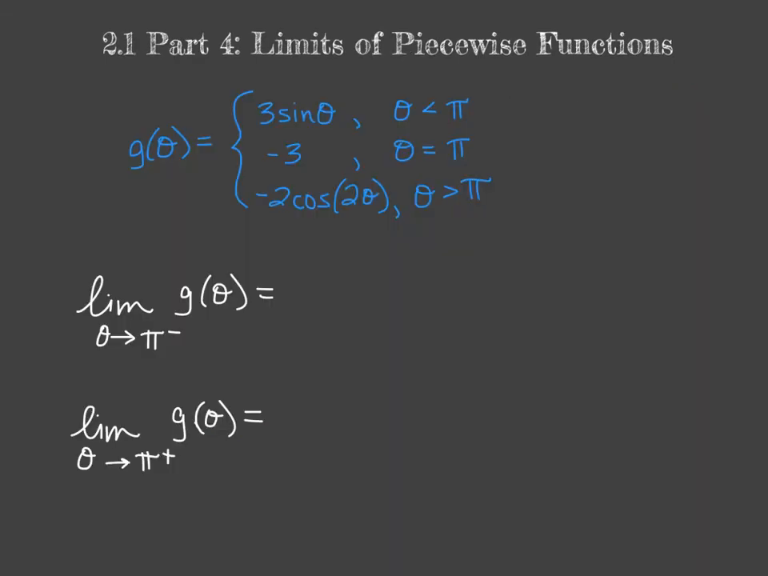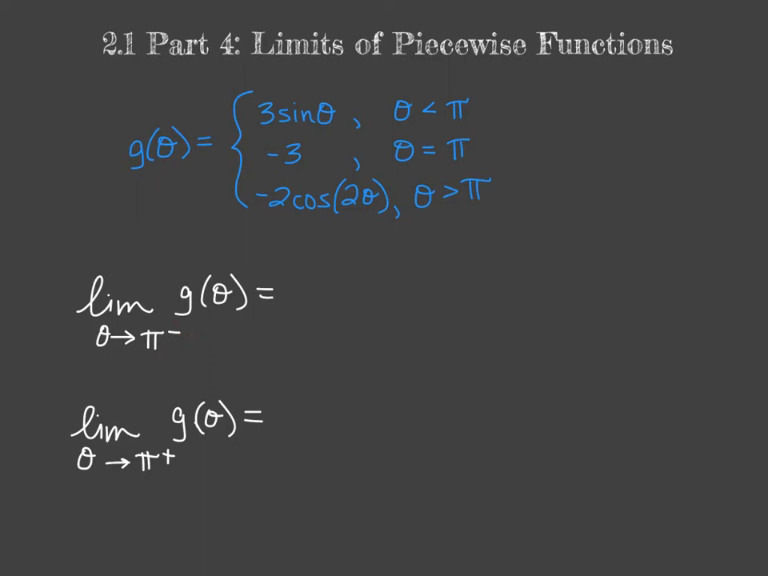Our next example will use some trigonometry. So we have a piecewise defined function g of theta, and, this is an unofficial math term, our breaking point is at pi. So we're defined when theta is less than pi, when theta equals pi, and when theta is greater than pi. So we will test out the limit as theta approaches pi from the left first.